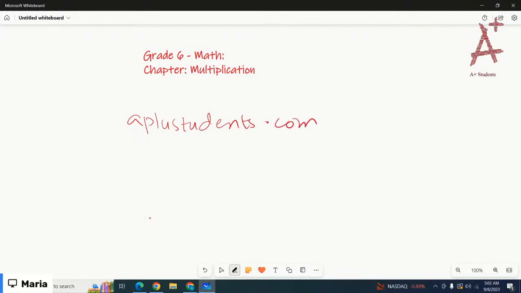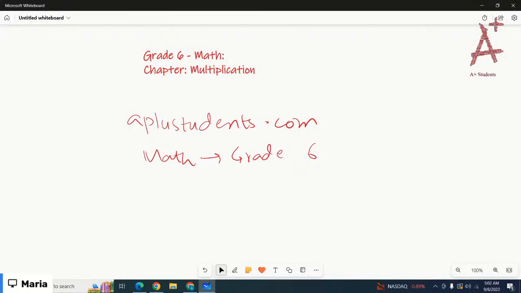Then you have to select math from the subject tab, scroll down to grade 6, and then click on view all lessons. There you can find a list of the chapters. We're going to start with the chapter multiplication. So, let's just start with the chapter, right?